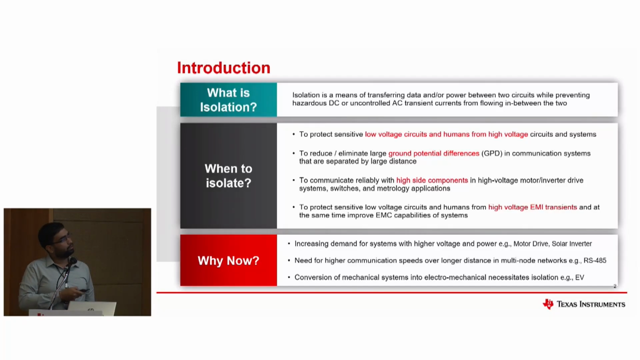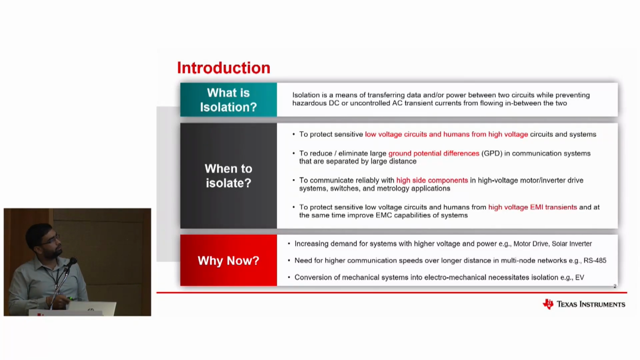And the last one is high voltage EMI transients. This is similar to what I said. For example, consider a lightning strike or EFT noise, electrical fast transient noise from the motor drive system, and ESD strikes. So I'll showcase these in more detail in upcoming slides.